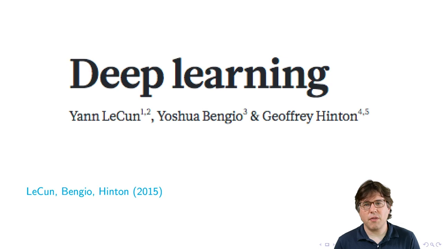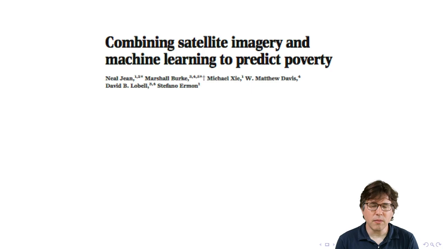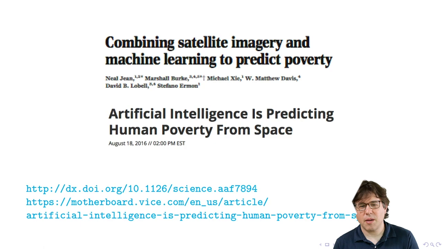We don't have time to explain what deep learning is, but I would recommend this paper as a nice and relatively short introduction to the field. It was published in Nature in 2015. So this paper, combining satellite imagery and machine learning to predict poverty, takes advantage of these deep learning techniques. Here's an example of how this was covered in the press: artificial intelligence is predicting human poverty from space.